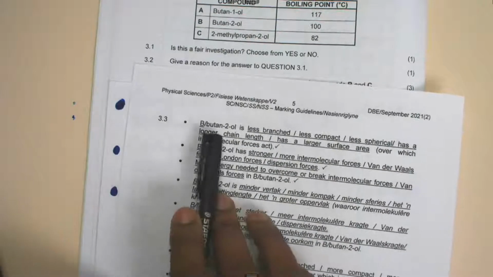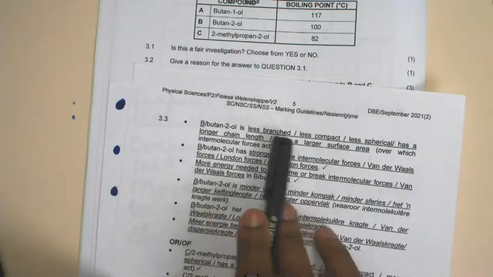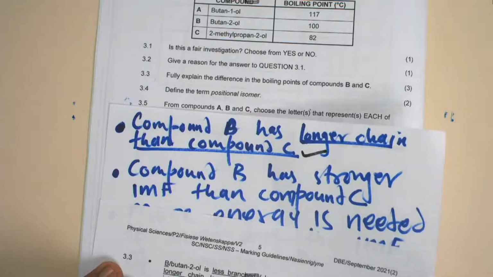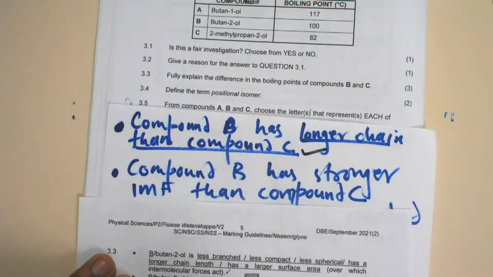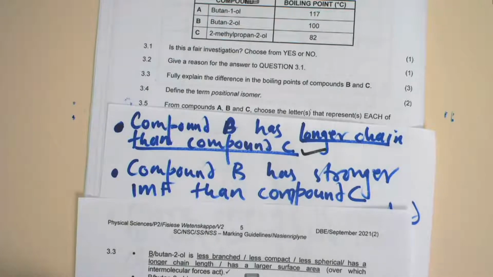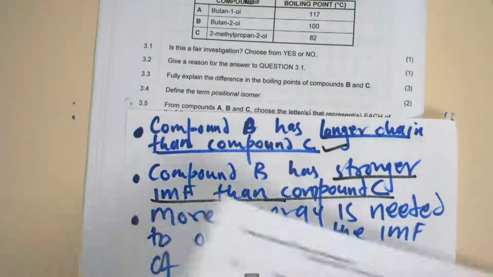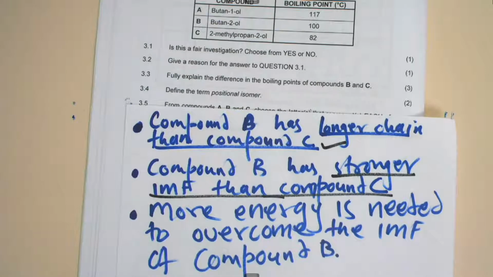Hence now butan-2-ol, or compound B, is less branched, less compact, less spherical, has a longer chain length, and then that will be now a mark for that. So at least we have that information. Thereafter, the examiner is looking at saying butane has stronger intermolecular forces. Even if we did not name them in this particular case, it does not really matter, because we are comparing compounds that belong to the same homologous series.